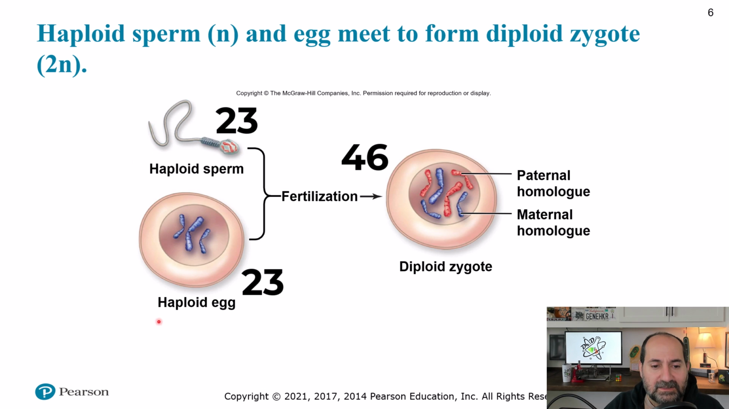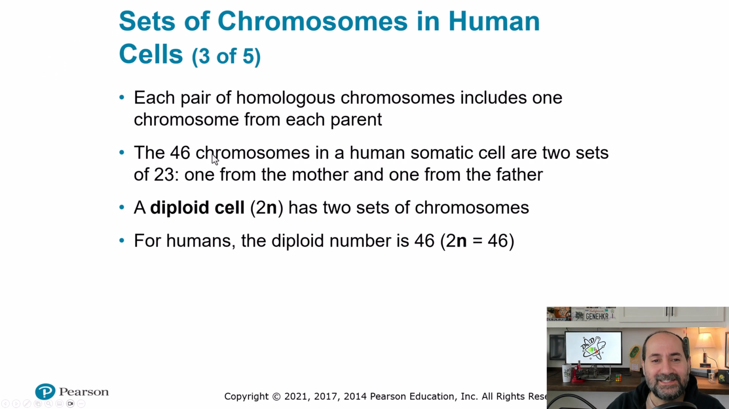And please remember that the egg and the sperm are called the gamete cells. These are the sex cells. When the sperm fertilizes the egg, this is known as the zygote. And it's a diploid cell now because you have two homologous sets of chromosomes. So your body, your somatic cells that make up your body, those skin cells, brain cells, heart cells, liver cells, these cells are all diploid cells. And the haploid cells in your body are simply the sperm and the egg. Again, each pair of homologous chromosomes includes one chromosome from each parent.